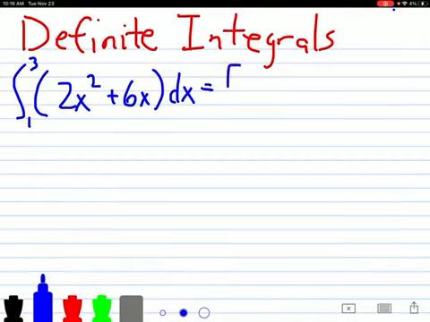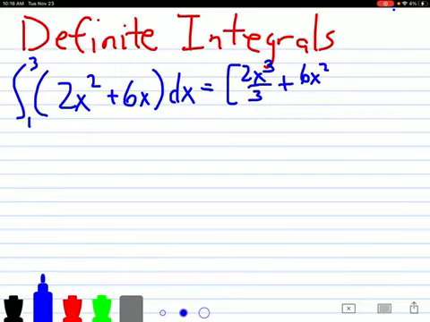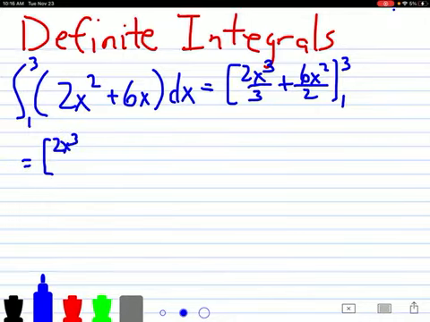So that's going to give us 2x cubed over 3 plus 6x squared over 2, from 1 to 3. But we see that 6x squared over 2 can be reduced. So we're going to use that as 2x cubed over 3 plus 3x squared.